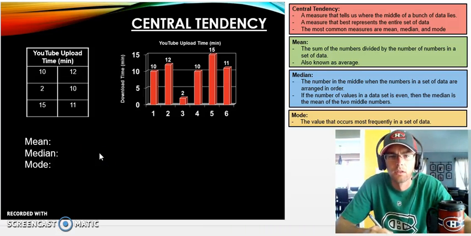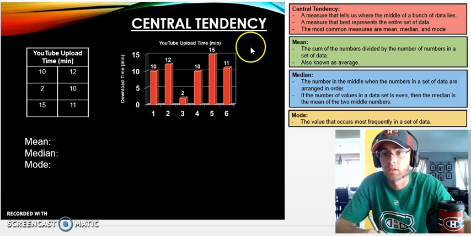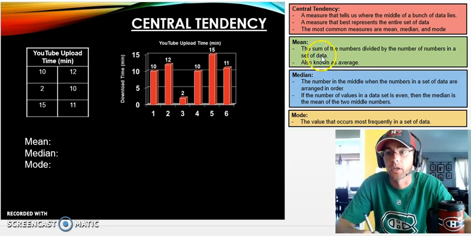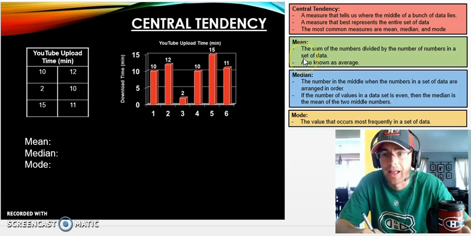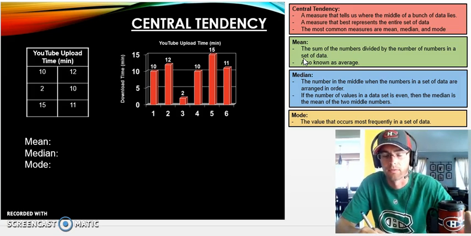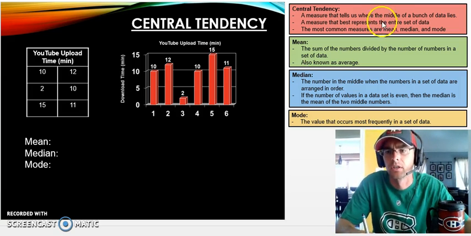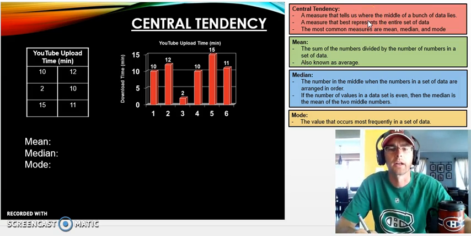All right. So we're just going to review central tendency. And central tendency is basically, and I got all the definitions up here, it's the one value that best represents all the data that you have. So whatever set of data you have, it is the one number that represents all of it. Some people will say, like it says up here, it's the middle of the bunch of data.